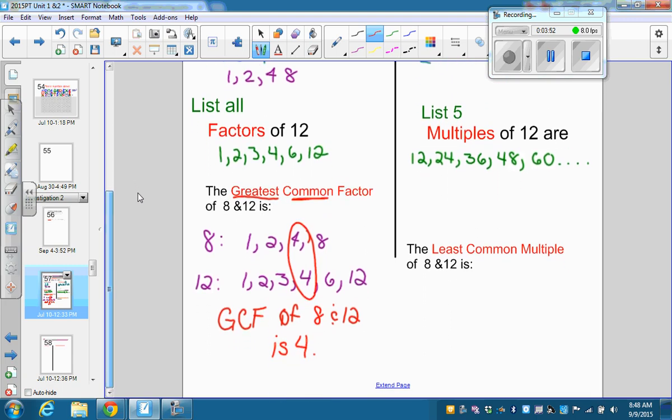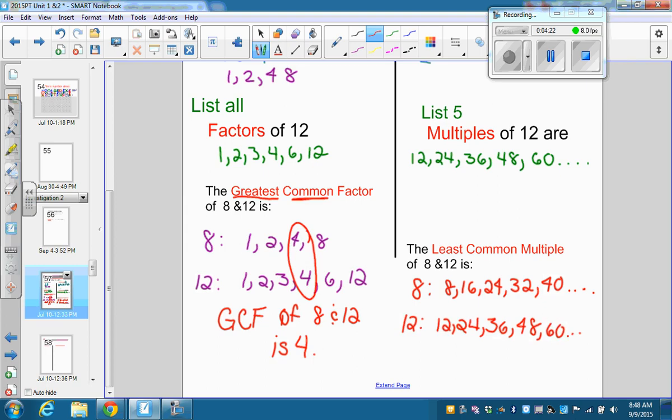Yeah. So I'm going to write them out. The multiples of 8 were 8, 16, 24, 32, and 40, so on and so forth. Were there any common multiples yet when we made this list? 12, 24. Camille, what's the first common multiple? 24. Yes, 24. So even though these go on forever, the least common multiple is 24. So we call that the LCM.